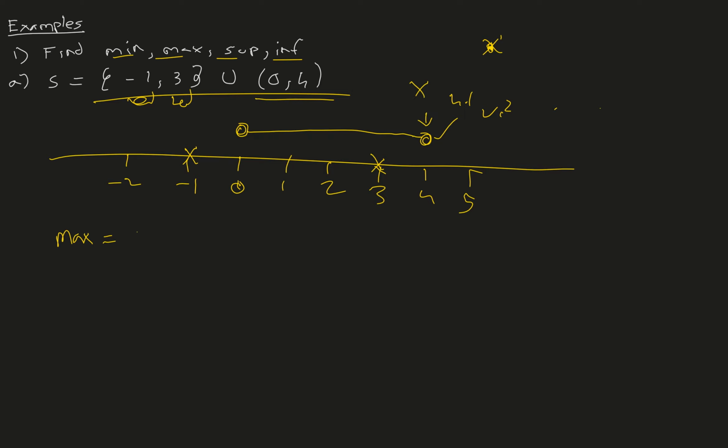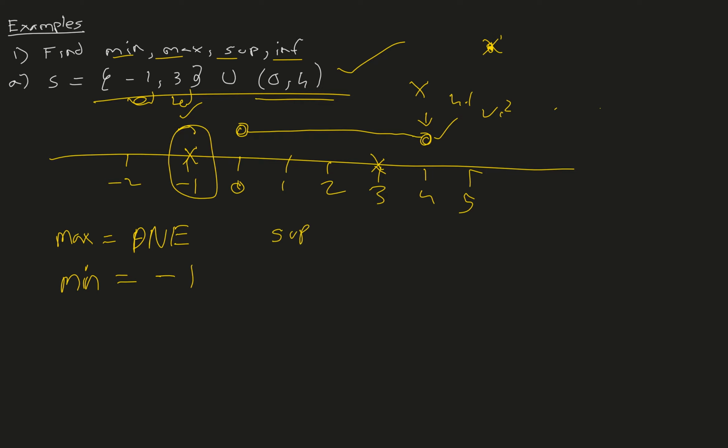So the maximum of this set does not exist, and the minimum of the set, it exists. It is -1. Remember, minimum of the set is a lower bound which is inside the set. So -1 is certainly a lower bound, and it is in the set S. So the minimum is -1.